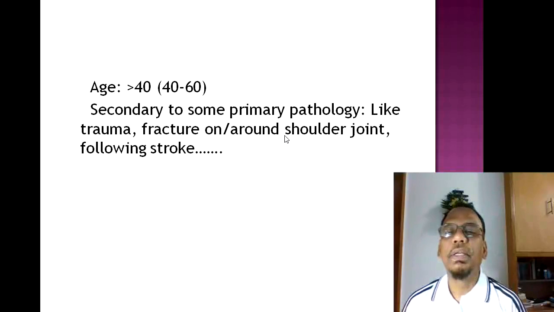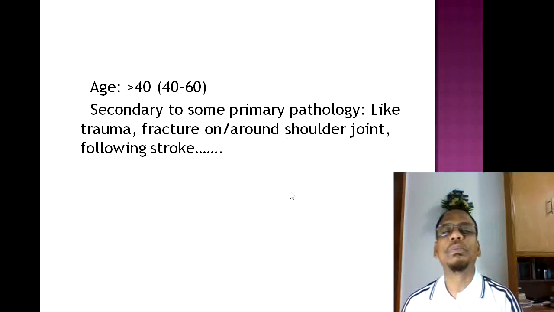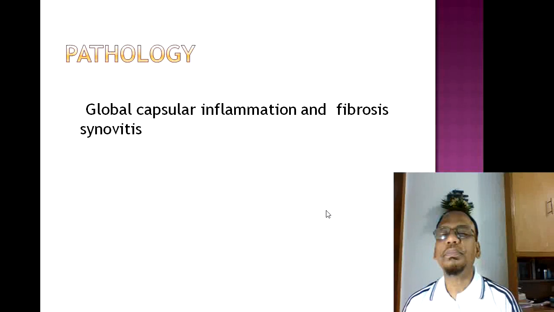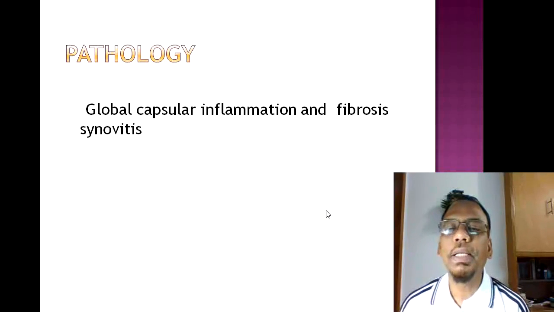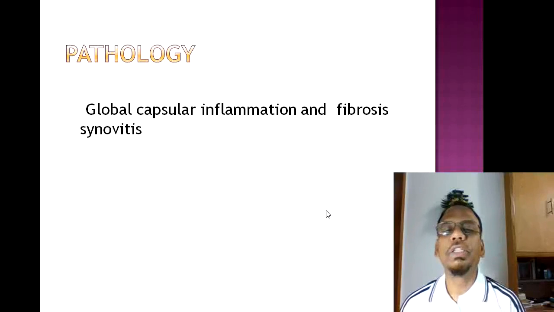Usually it happens secondary to some primary pathology like trauma, fracture on and around the shoulder joint, or following a stroke. If you consider the global pathology of adhesive capsulitis, there is global capsular inflammation, fibrosis and synovitis.